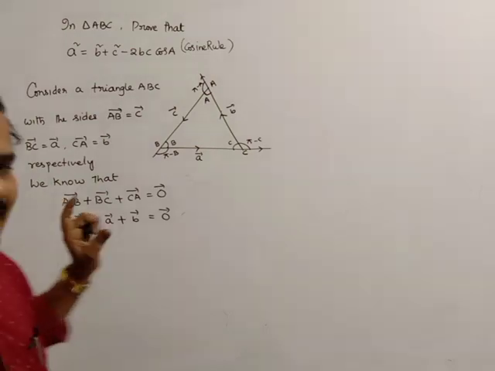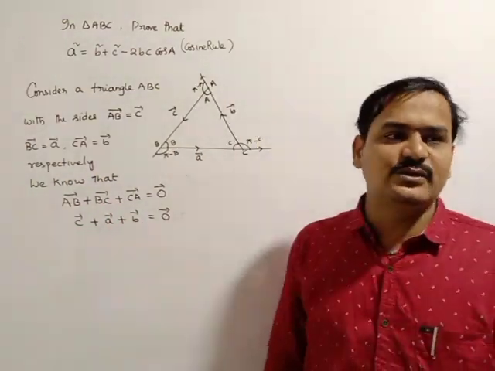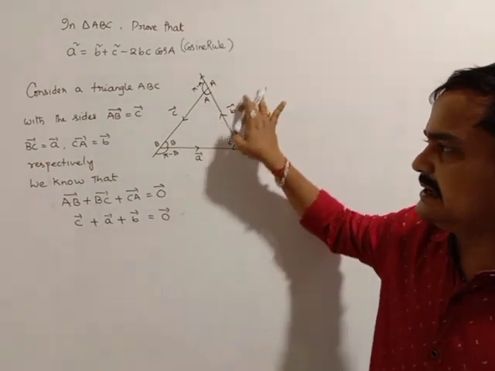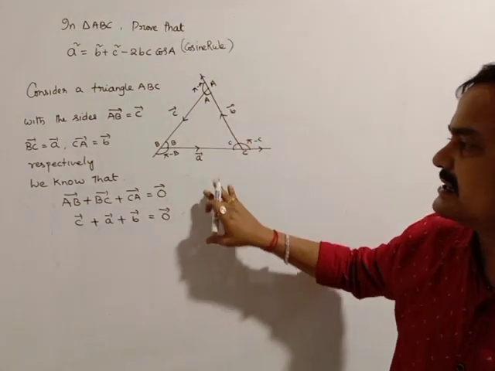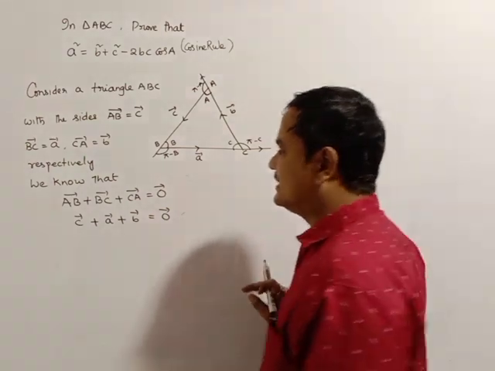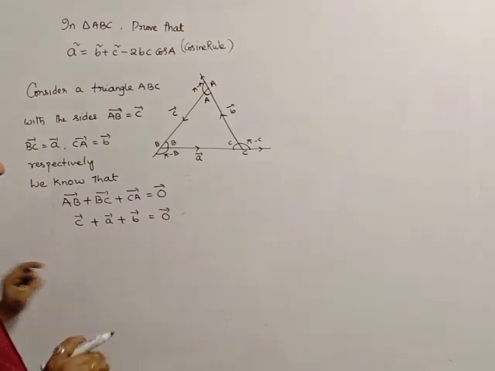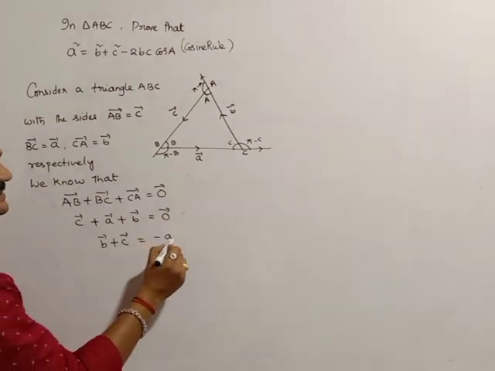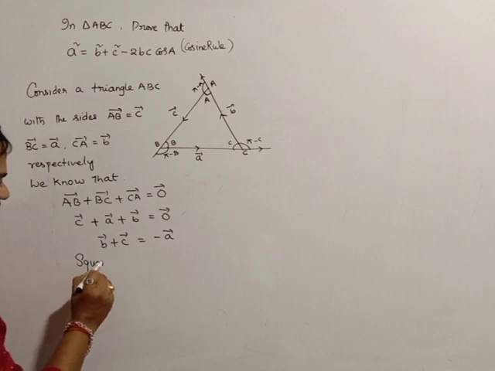Up to this point it is completely the same for all the theorems. Here only you need to change according to the problem. From here to here it is completely the same for the three theorems related to the triangle. So it is the cosine rule being asked. For this purpose, A is there, so you just need to take A to the other side. That means B bar plus C bar is equal to minus A bar. Now what do I need to do? Squaring on both sides.